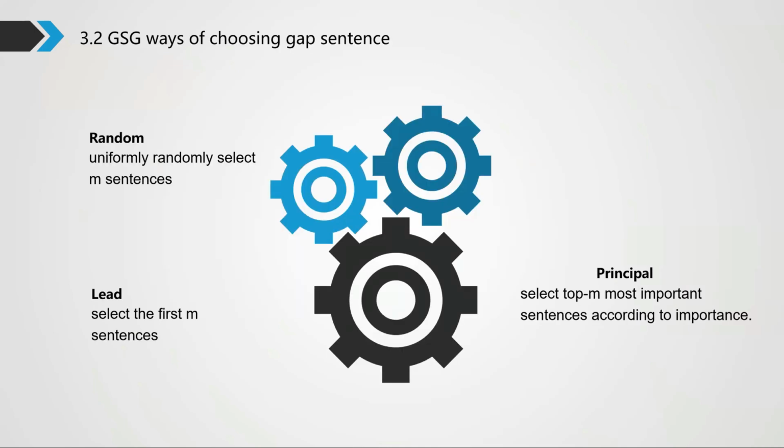And the GSG technique uses three strategies to select gap sentences. The first one is random. It just uniformly randomly selects M sentences from those sentences. And the second one is lead. It selects the first M sentences from the unchosen sentences. And the third one, which is used in this technique, is principal, and it selects the top 5 most important sentences according to the importance.